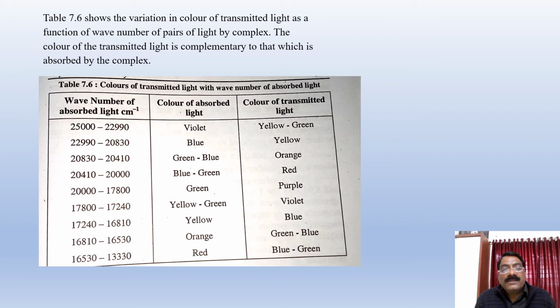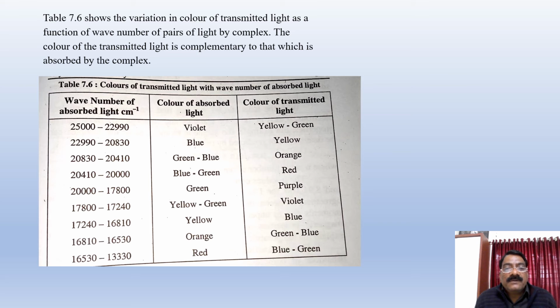If it absorbs violet, it transmits yellow green, and the complex appears yellow green. If blue is absorbed, it transmits yellow light, and the complex appears yellow. If green blue is absorbed, it transmits orange, and the color of the compound is orange. If blue green is absorbed, it transmits red, and red is the color of the complex. If green is absorbed, it transmits purple, and purple is the color of the complex.